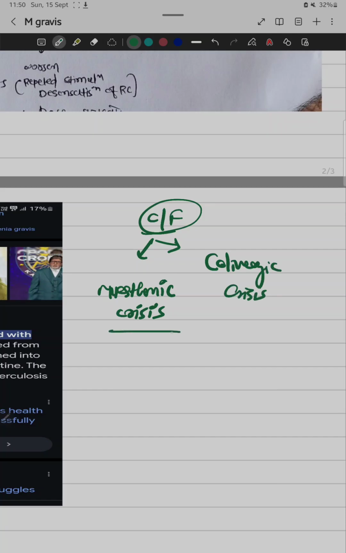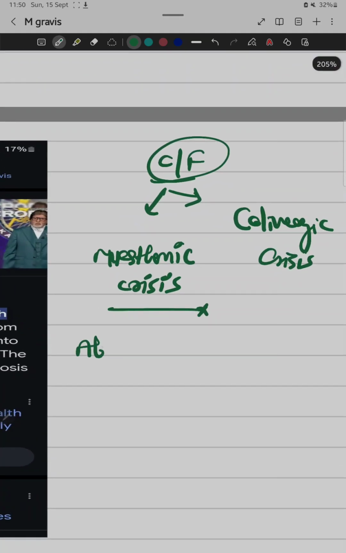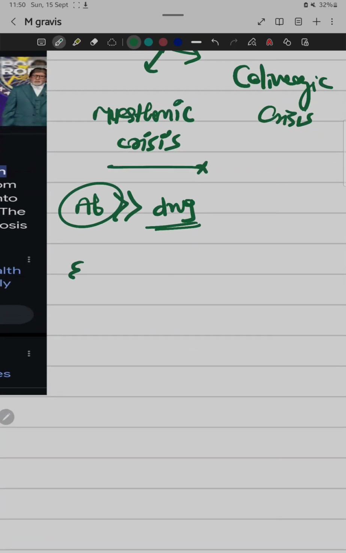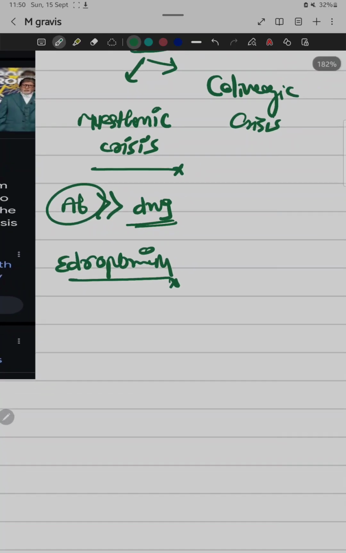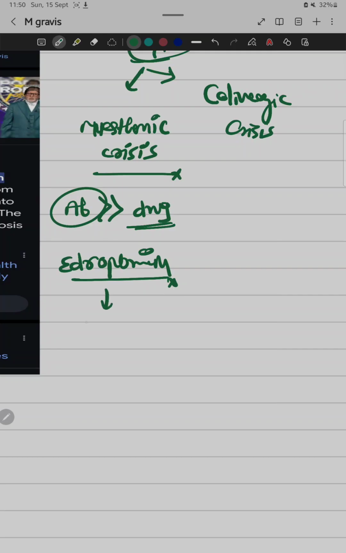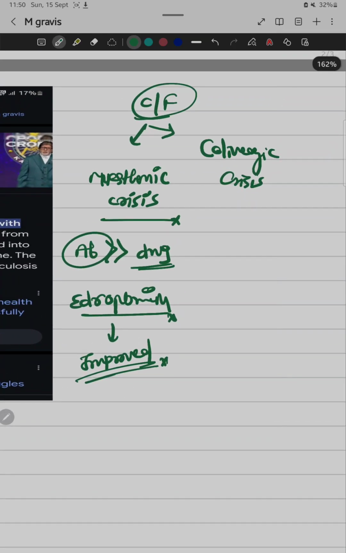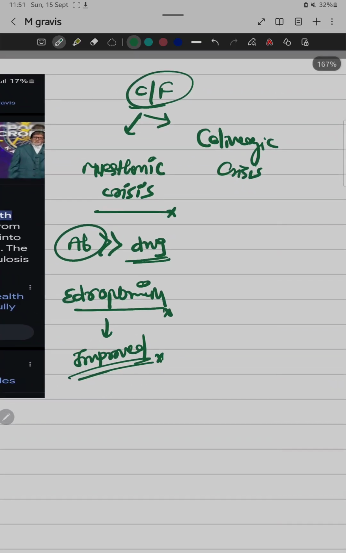What is myasthenic crisis? Myasthenic crisis is when the antibody is dominating our drug, so the drug effect does not come, so the person has symptoms. What we have to do is give him edrophonium. By the edrophonium injection, the person's symptoms improve. If symptoms improve, it means we were giving a low dose, because the person needs more dose as the antibody is dominating at this stage. So we have to increase the dose.